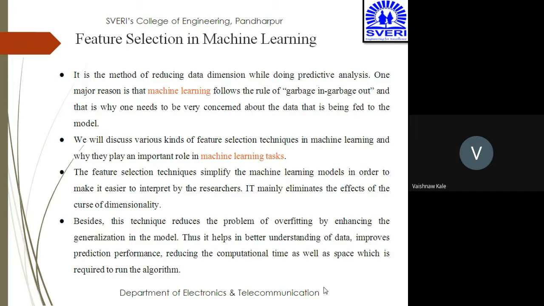Henceforth it becomes very much important to have the proper dimensionality. That is very important. So feature selection technique actually helps to make it easier to interpret by the researchers. Besides, this technique reduces the problem of overfitting by enhancing the generalization in the model.